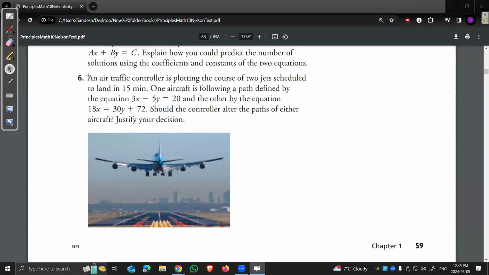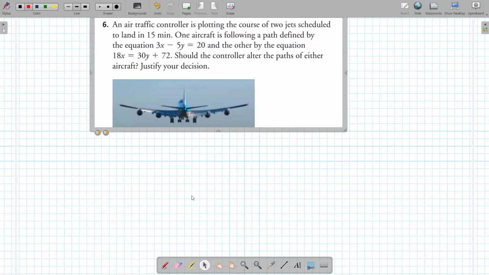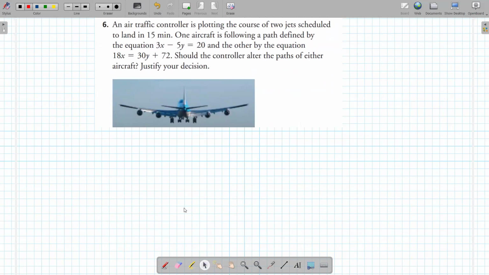Let's try this one. We'll get the picture of the plane in as well, why not? So there are two jets coming into a runway in 15 minutes. So the airport has multiple runways, right?